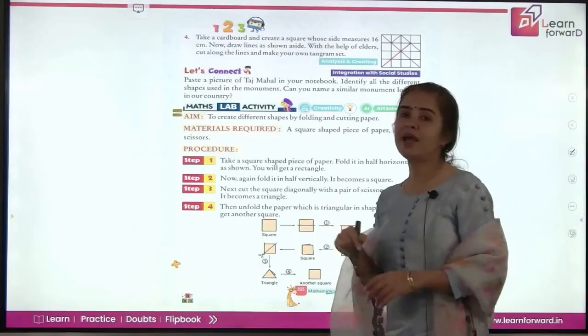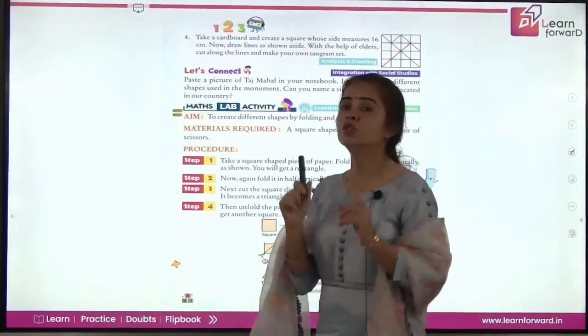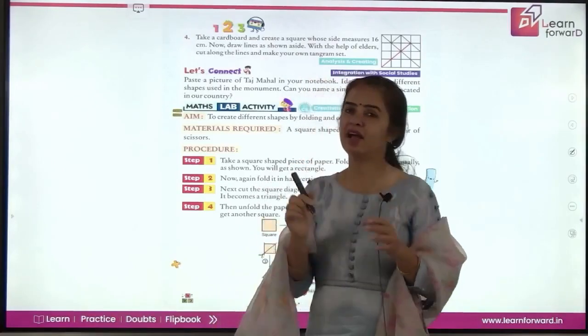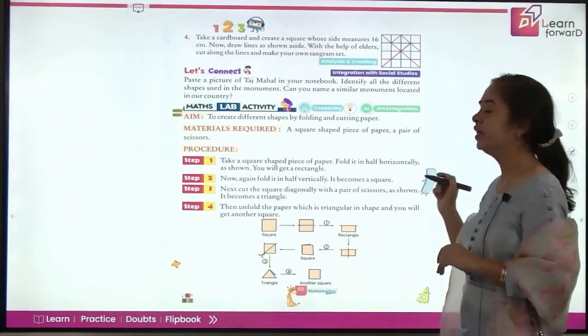Now, here's a maths lab activity for you to do with your subject teacher and your friends and have lots of fun with different shapes.